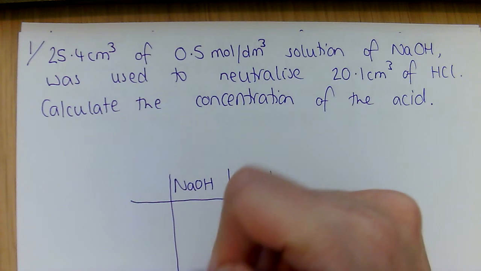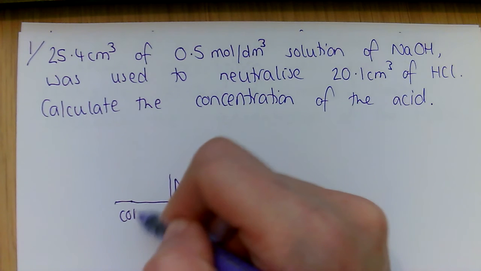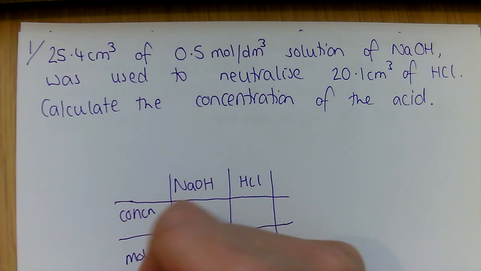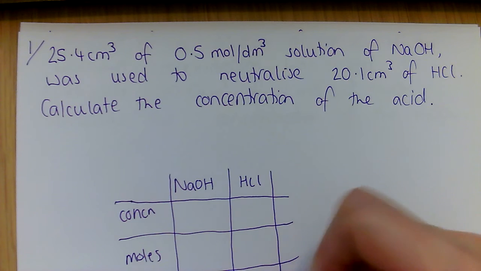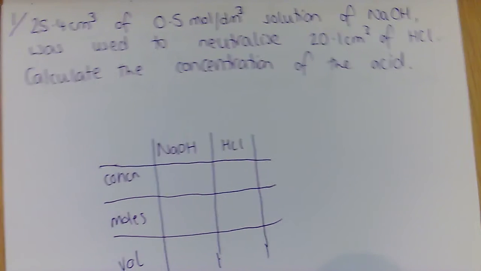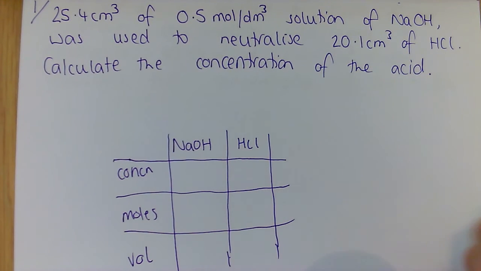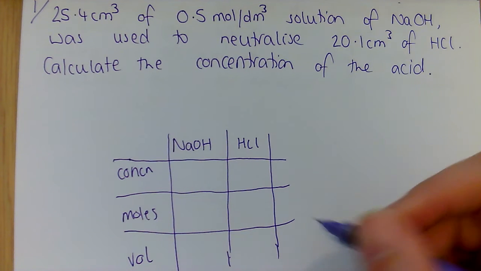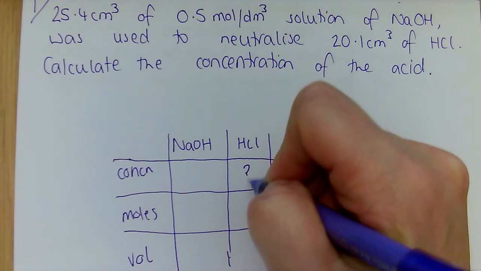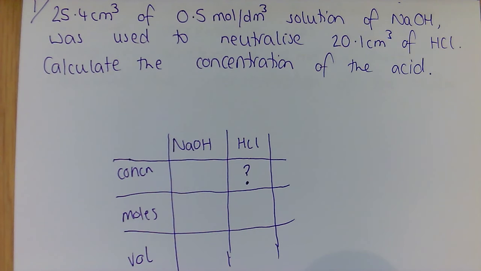and then the 3 pieces of information that you need to know. So you've got concentration, moles, and volume. And then that table will help you to see what information you need. Don't forget, the question is asking us to calculate the concentration of the acid, so that is our unknown. That's the X that we're trying to work out.